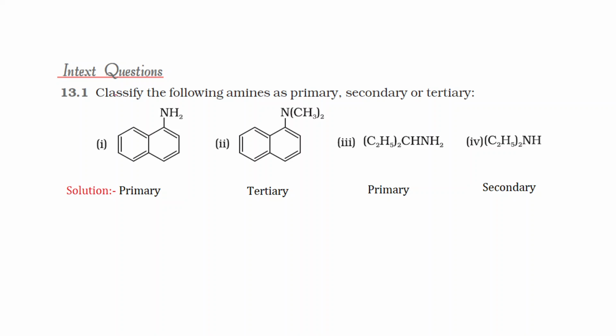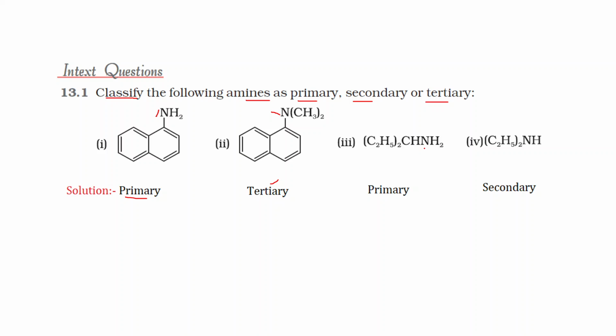Now see one question. Classify the following amines as primary, secondary, and tertiary. We already discussed how we can classify: that is, how many hydrogen atoms of ammonia are replaced by the alkyl or aryl group. If 1 hydrogen atom is replaced, primary. If 2 hydrogen atoms are replaced, secondary. If 3 are replaced, tertiary. Now see in this case, only 1 hydrogen atom is replaced. That's why this is primary. Now in this case, this is nitrogen and all 3 hydrogen atoms are replaced. That's why this is tertiary.